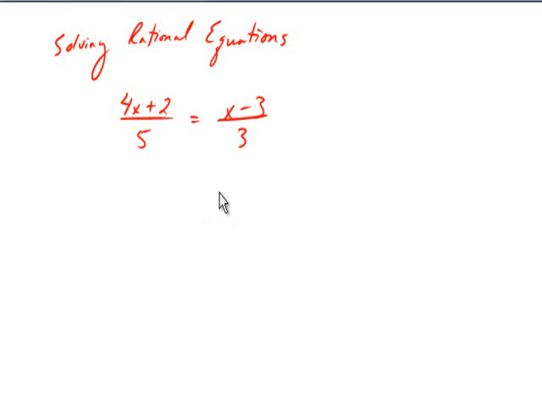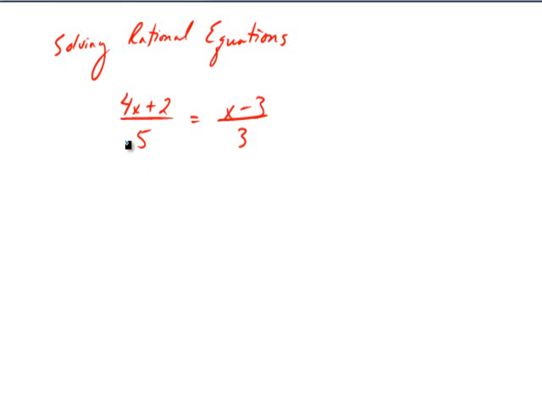Rational equations are equations that involve fractions. There are several ways of solving them, but I'll show you the way that I like the best. I like to eliminate fractions early in the problem and work with the resulting equation. We do this by finding the least common denominator of all the denominators and multiplying both sides of the equation by that least common denominator.